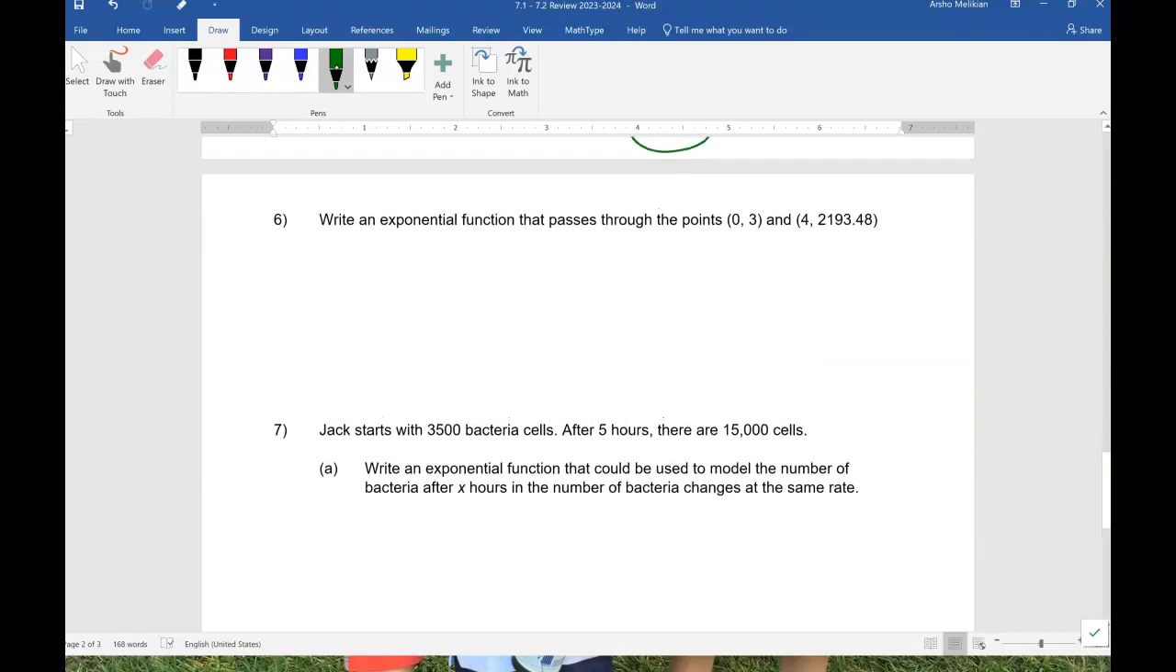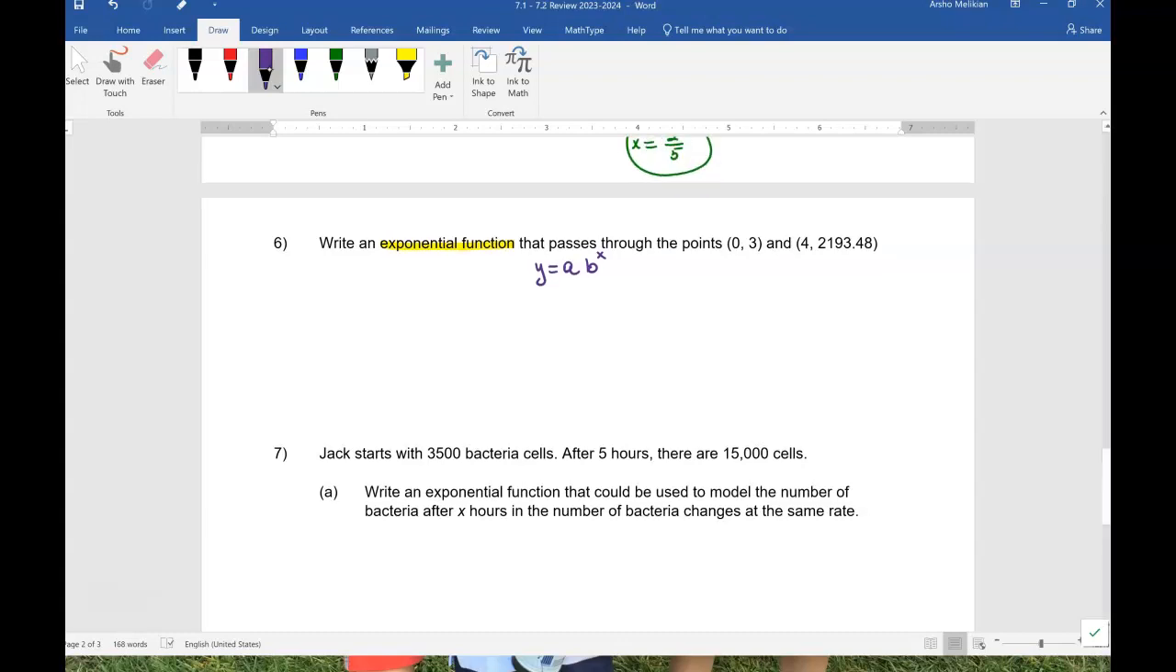Okay, next thing is write an exponential function that passes through the points 0, 3, and the other one. Okay, so when you hear the word exponential function, the formula is y equals a times b to the x. Okay, we need to know that. A times b to the x.